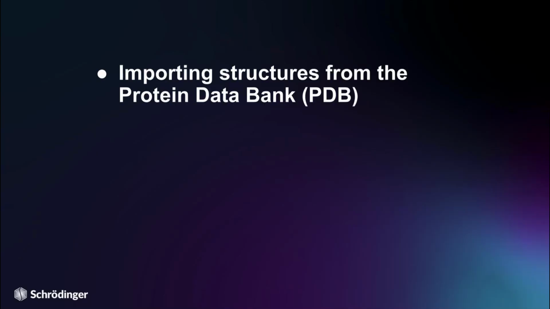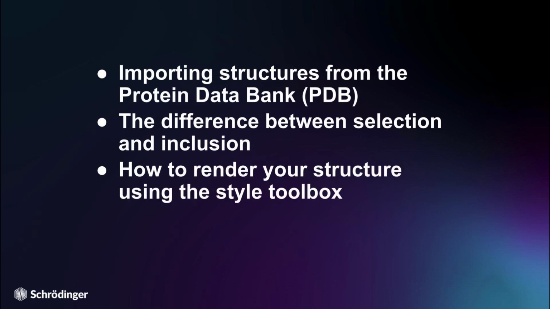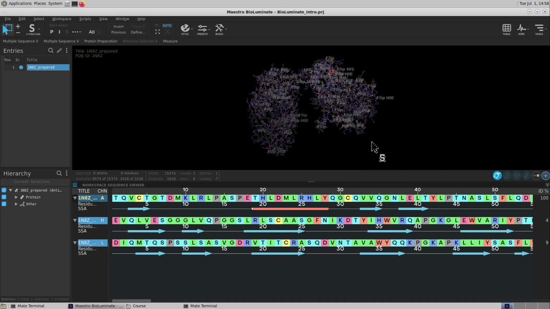In this video, we will go through importing structures from the protein databank, the difference between selection and inclusion, and how to render your structures using the Style toolbox and preset options. Make sure you have your BioLuminate_intro project open and your working directory set to your course folder. Let's get started. First, we're going to pull in a structure from the protein databank, or PDB.